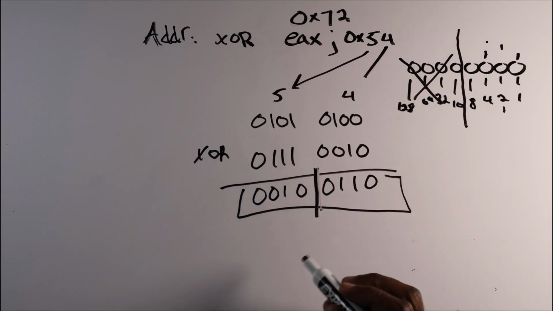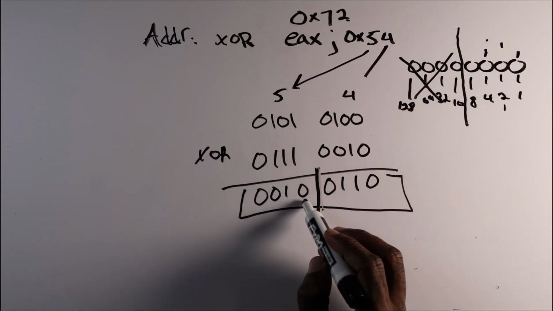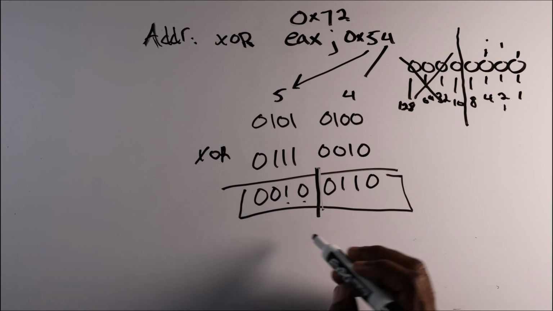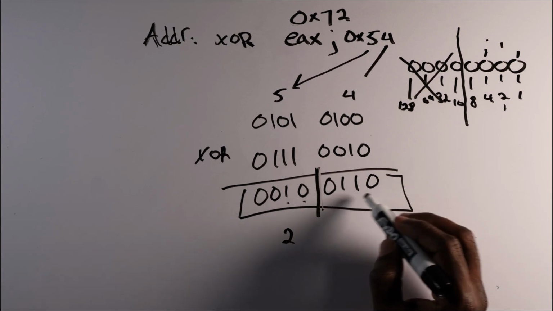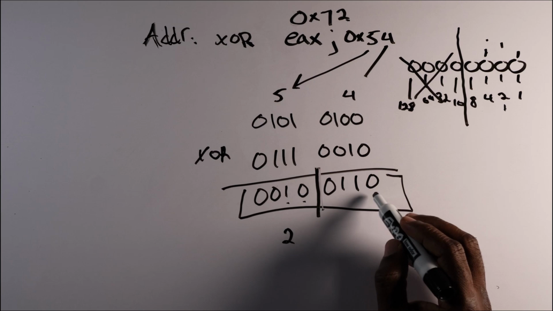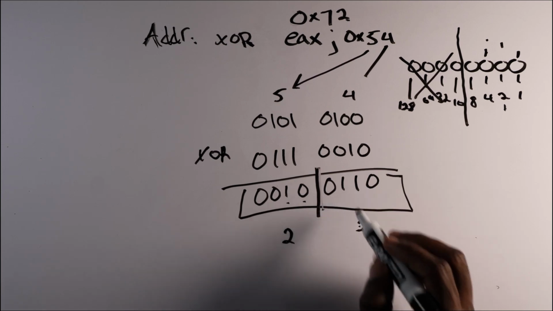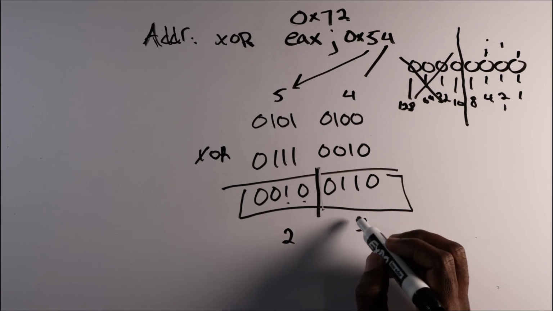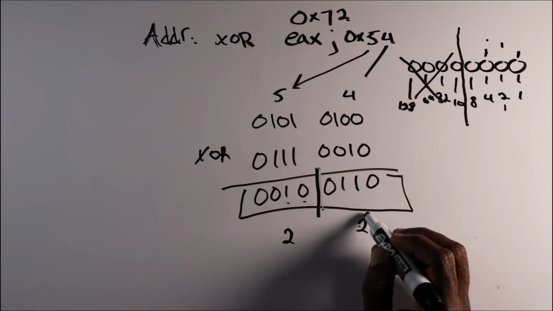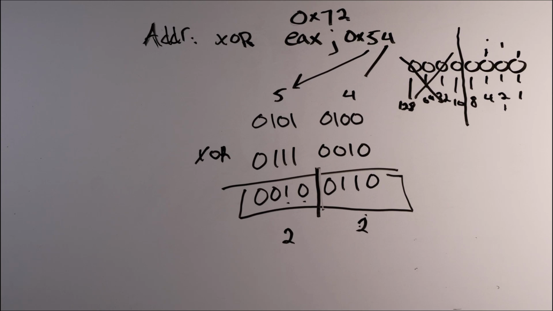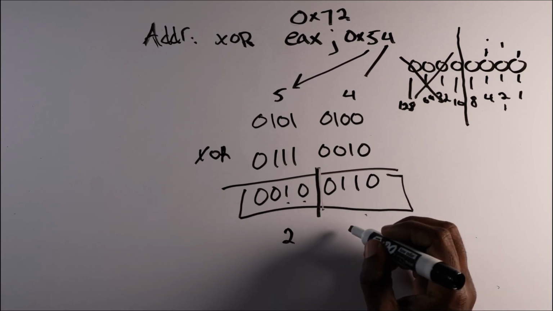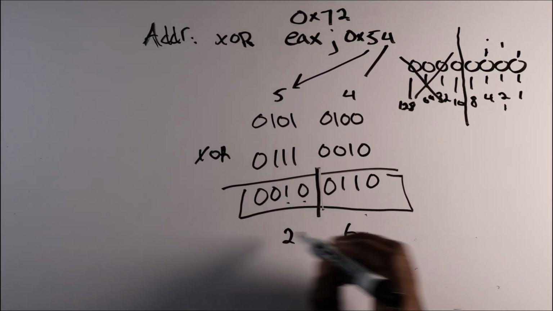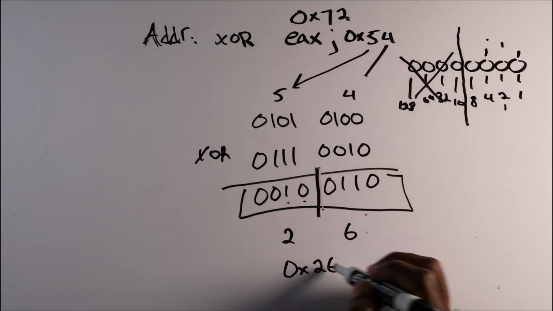There we go. So we can split it up and we can say this is the 1's place, this is the 2's place. So that's a 2. And then this would be the 2's place, this would be the 4's place, sorry, not 3's place. So that'd be 4. So together this would be 6, not 2. So let me just take that away, and that would be 6. So together we can say this is 0x26.